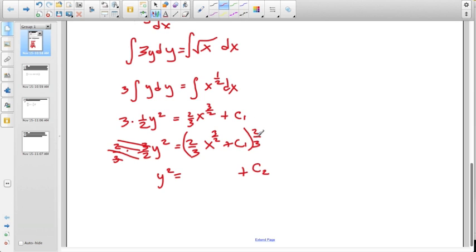The only time that becomes important is if we have to find a particular solution, where we need to put initial conditions in and actually find values for c1 and c2. So I'm just going to call it c2, and then we're going to multiply through here and get 4/9 x to the 3/2 power. So there is our solution to the differential equation.